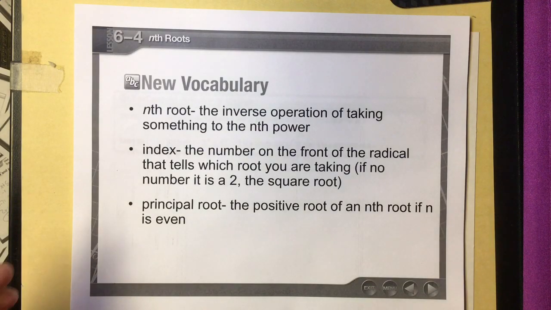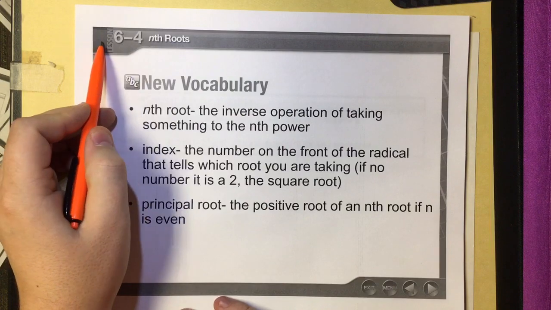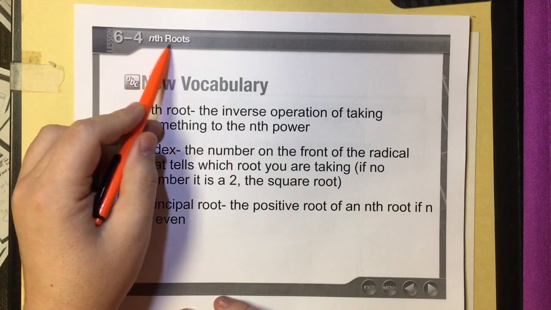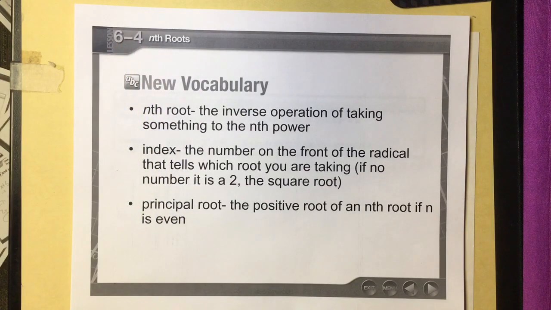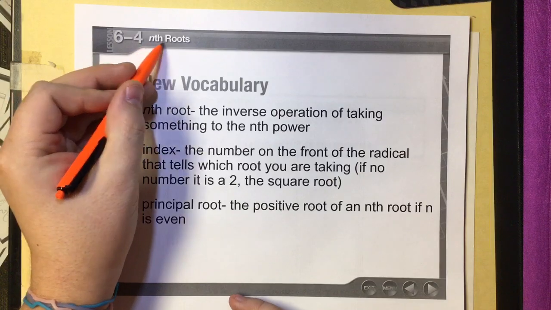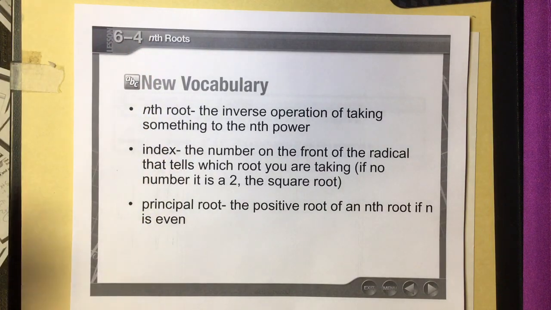Welcome. Today we are going to be doing chapter 6, lesson 4 about taking nth roots. So this is going to be the same idea as a square root, but a square root would be the second root. So n would be 2, a second root. We're going to be taking third roots and fourth roots and fifth roots and sixth roots, that kind of idea.